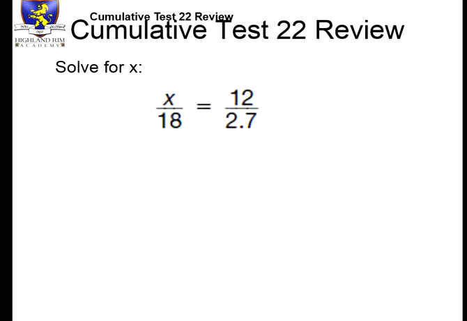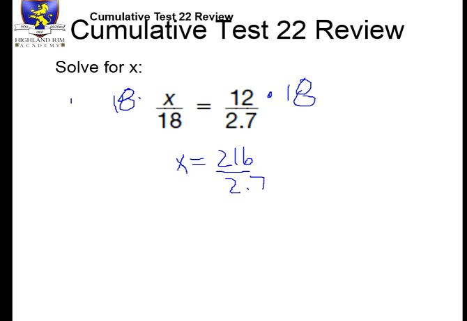Here's another solve for x. x over 18 is equal to 12 over 2.7. Okay, so what do we do here? The first thing we do is we want to isolate the x, so we multiply both sides by 18. And we end up with x is equal to 216 over 2.7.